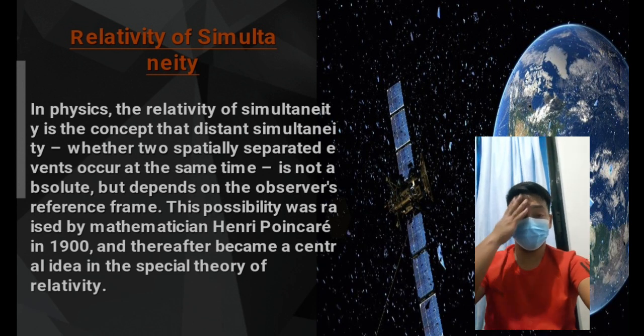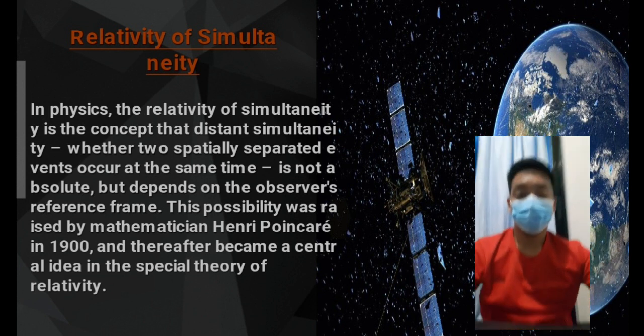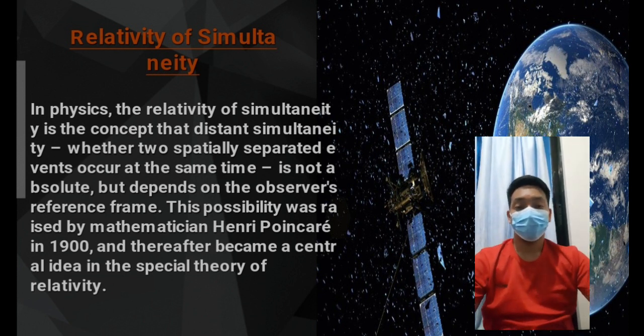Relativity of simultaneity. In physics, the relativity of simultaneity is the concept that distant simultaneity, whether two spatially separate events occur at the same time, is not absolute but depends on the observer's reference frame. This possibility was raised by mathematician Henri Poincare in the 1900s and therefore became a central idea in the special theory of relativity.